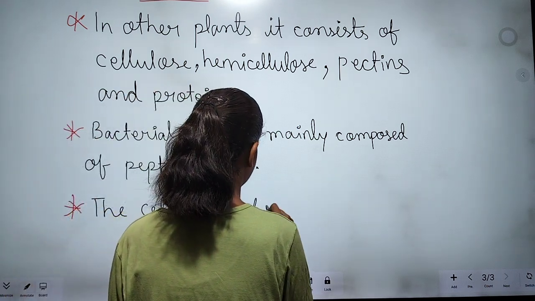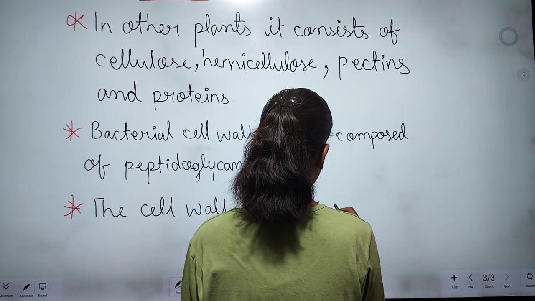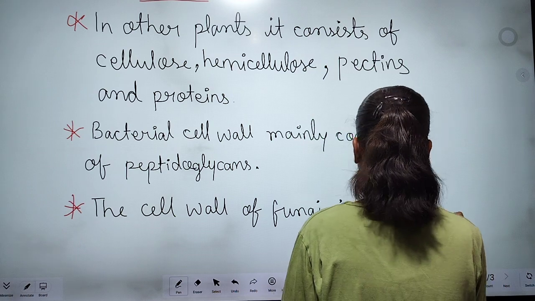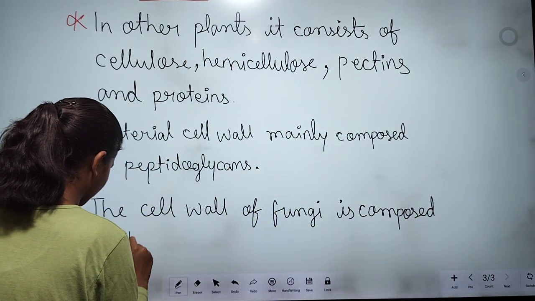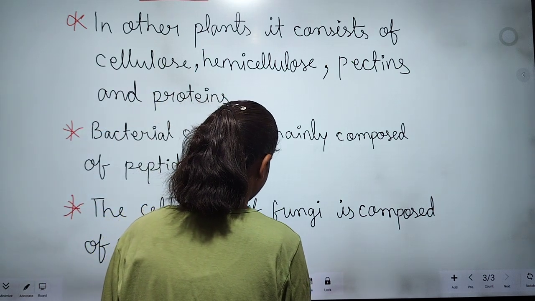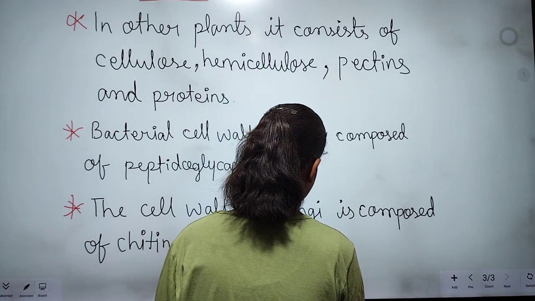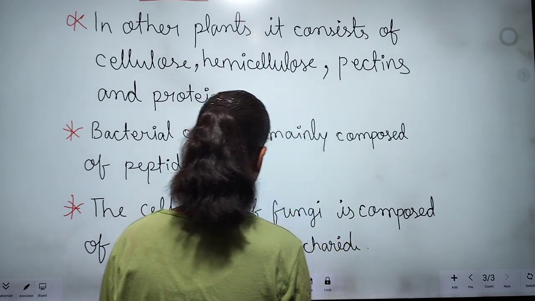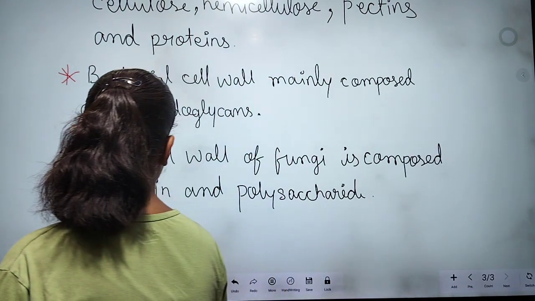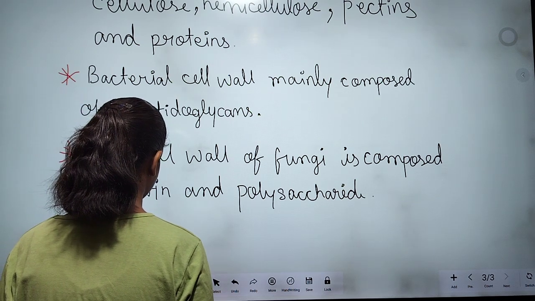The cell wall of fungi is composed of chitin, okay, and polysaccharide, okay. And the cell wall of fungi is composed of two things, that is chitin and, we can say, polysaccharide. Let's see.